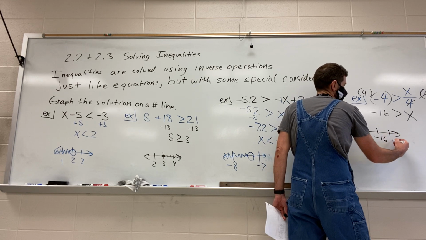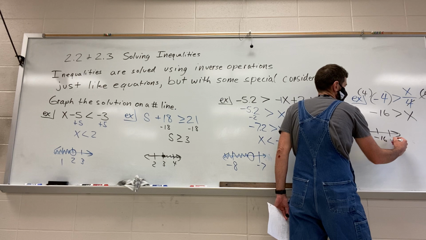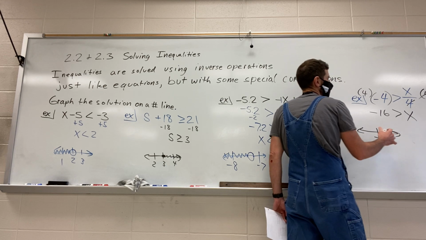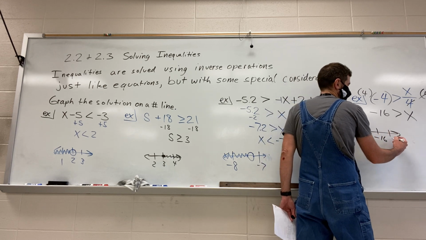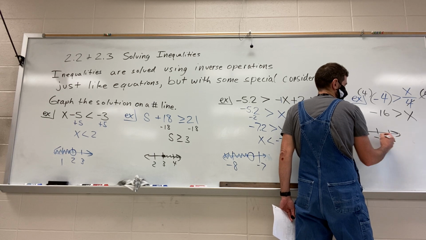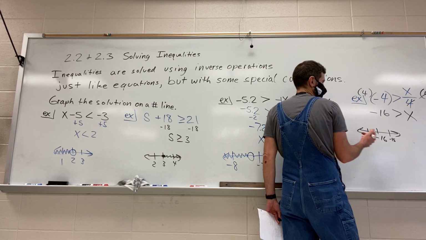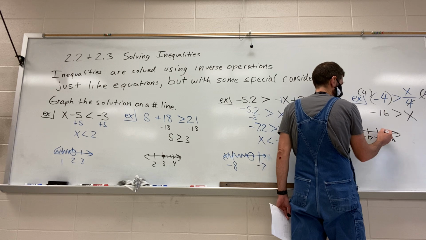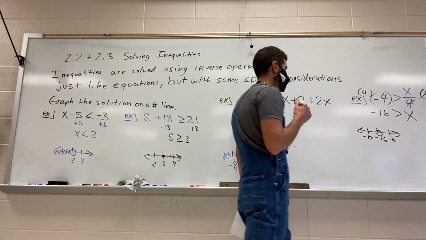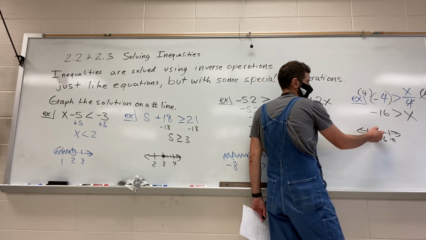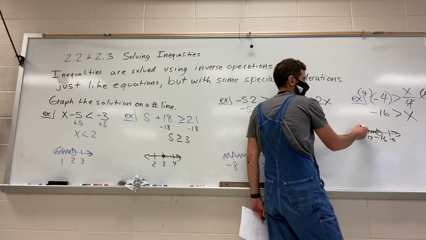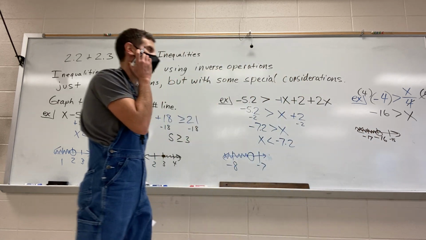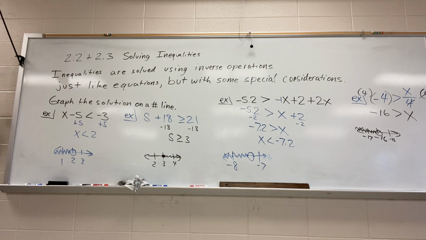And to the right of negative 16? Well, I'm sorry, what number's to the right? Negative 15. Negative 15, negative 17. Circle or dot? Circle. Which way do we shade? To the left. I literally divided by 4. Oh, shucks, yeah.